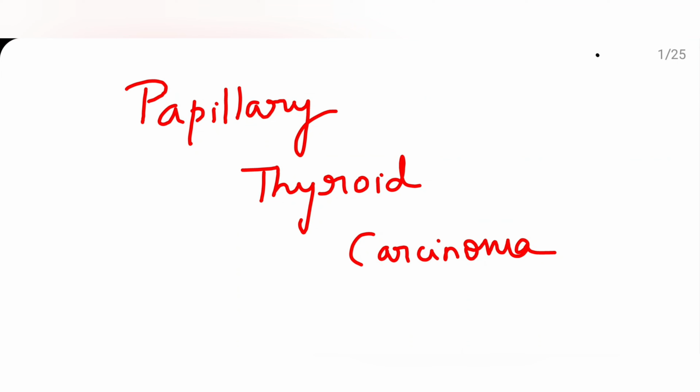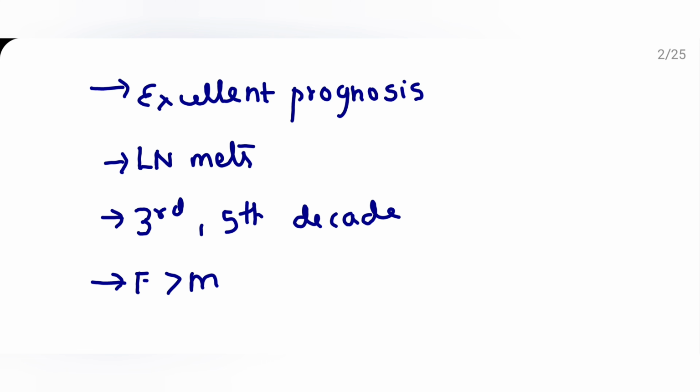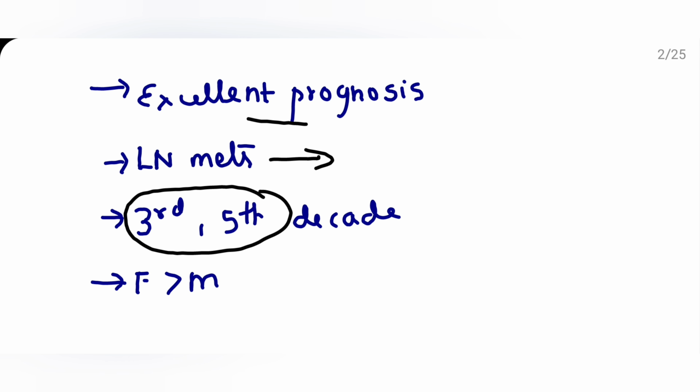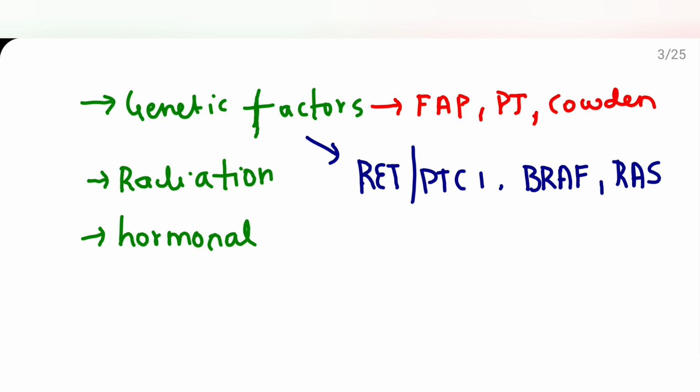Hello everyone. Today we'll see about papillary thyroid carcinoma. So this carcinoma has got excellent prognosis. It shows lymphatic invasion. Hence you will see metastasis in the regional lymph nodes, and it is more common in the 3rd to 5th decade of life. And also females are more prone to papillary thyroid carcinoma, almost 2 times more common in female than male.